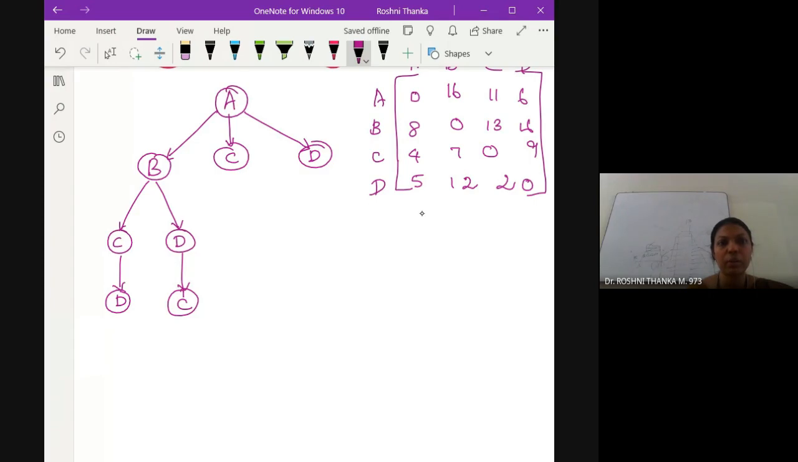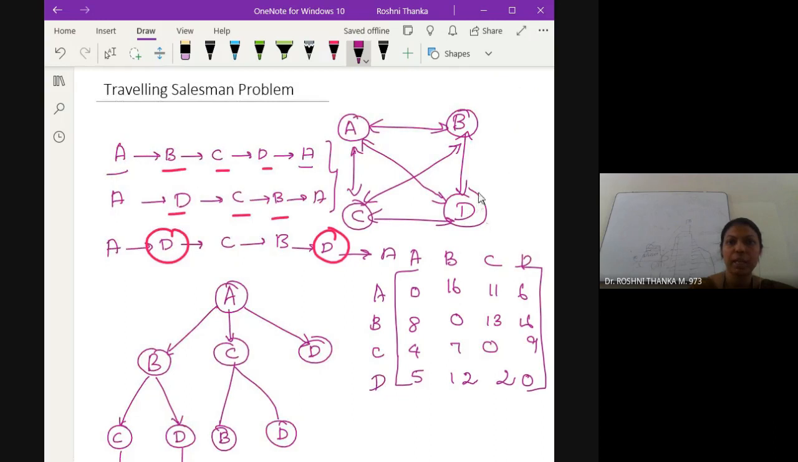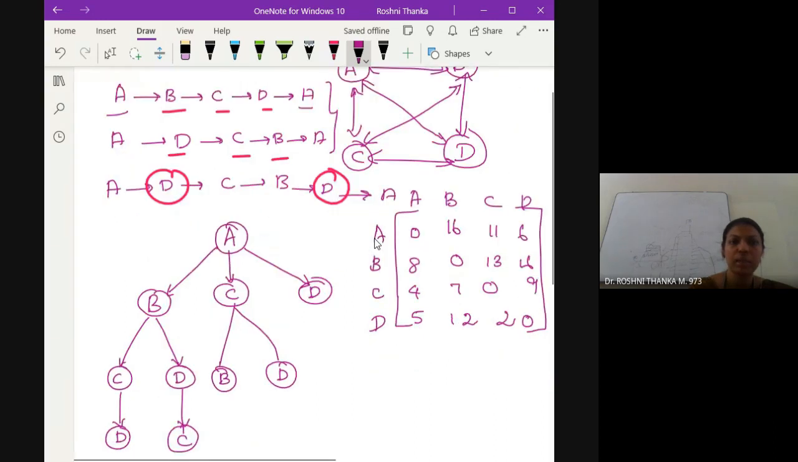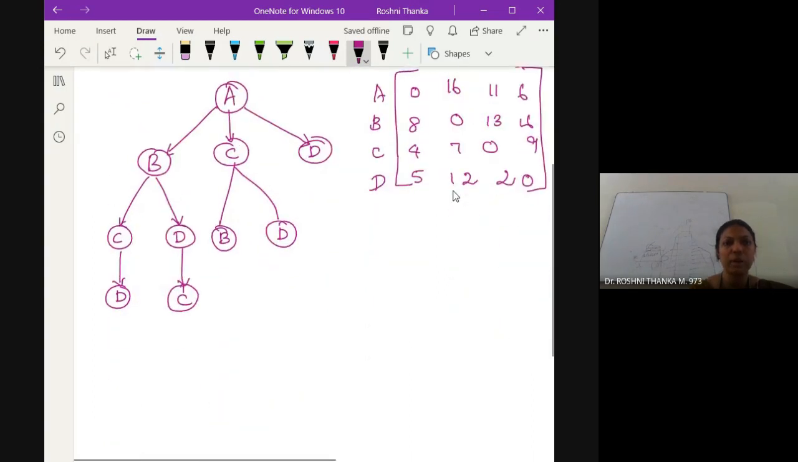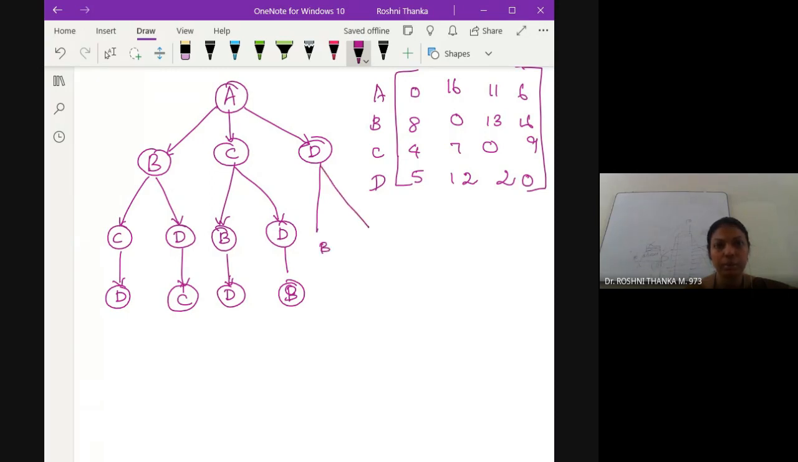And for D, what are the other two places I can move to? From D, either I can go to B or go to C. So from B, where can I go? To D. And from D, where can I go? To B. Right? And from D, what are the other two options I can go to? One is B, the other one is C.